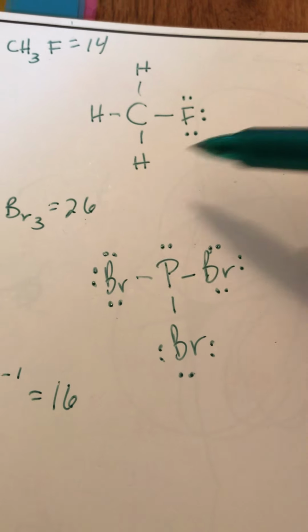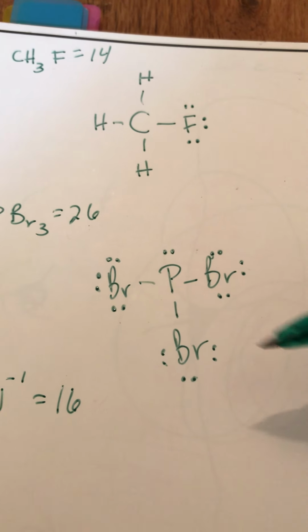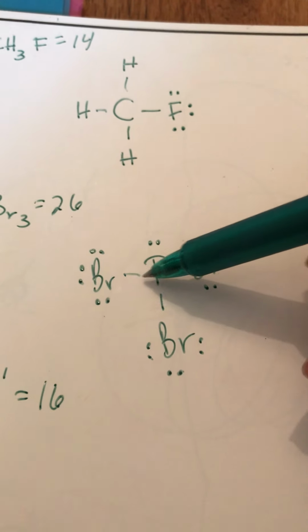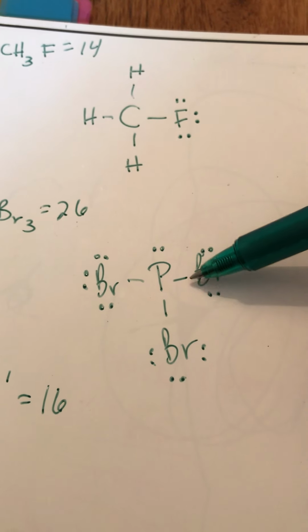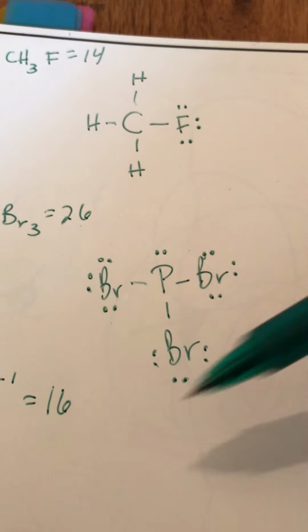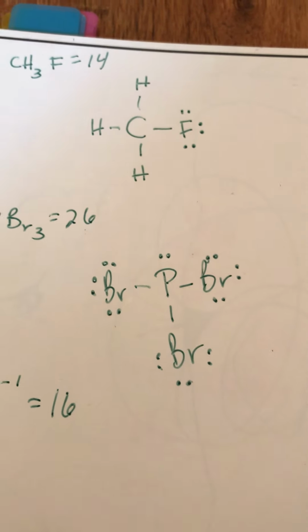Now I know that everybody's happy because everybody has access to 8 electrons, but let's just double check. Each line is worth 2, so that's 2, 4, 6, and that finishes it up with 8. So P is happy, each bromine is happy, and this is the appropriate structure for that one.